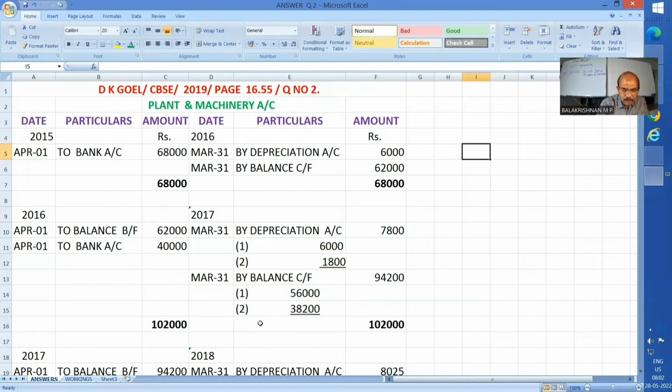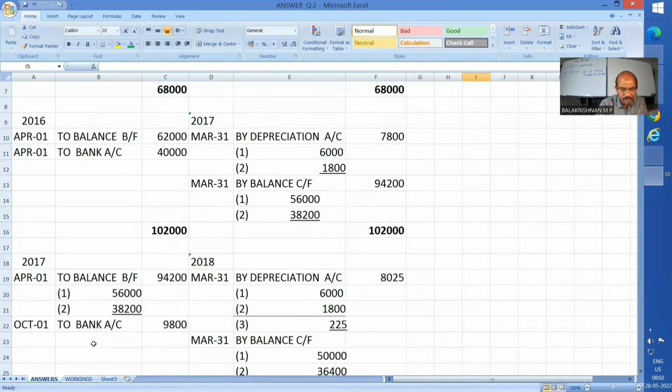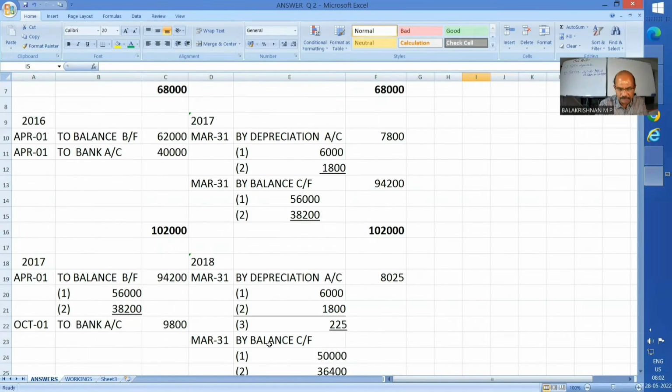Fine. Now let's move to the next year, right? Balance brought down on April 1st. As it is, the closing balance has been brought down. Well, I find in the middle of this particular year there is yet another purchase. So to bank 9,800. There isn't any further. So let me do the customary depreciation calculation. By depreciation, machine number 1, 6,000, machine number 2, 1,800, machine number 3, only half year depreciation is required. I have shown it in the working, okay? Because it has come into the picture only in the middle of the year. Fine. So this is the total depreciation, 8,025.